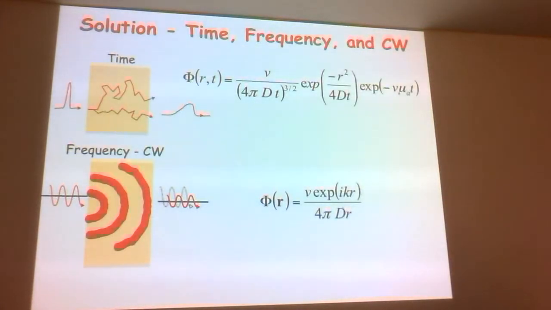So the solution of the diffusion equation, for the time domain: we could put a pulse of light into tissue. Some photons will travel relatively straight through. Other photons are going to take a long, tortuous path through the tissue. The solution of the time domain diffusion equation, given by this, describes that temporal point spread function quite well for a highly scattering media. We have the speed of light, the absorption coefficient, and D here embodies the reciprocal of the scattering coefficient.